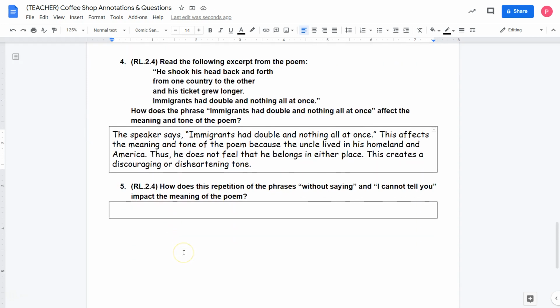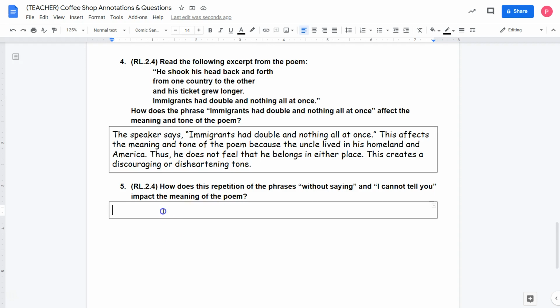Question 5. How does the repetition of the phrases "without saying" and "I cannot tell you" impact the meaning of the poem? So the key word in the sentence is the word repetition. Repetition is when you repeat a word or a phrase for emphasis. So when the poet is saying "without saying" over and over again, and "I cannot tell you" over and over again, this does impact the meaning of the poem because the author, aka the poet, is emphasizing.